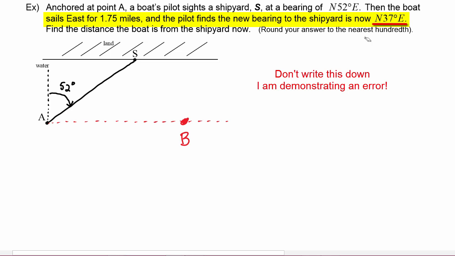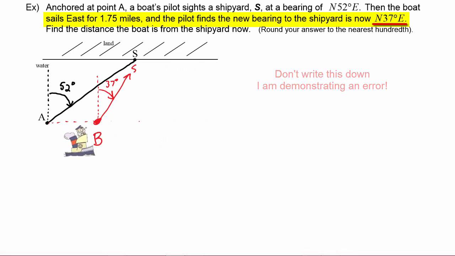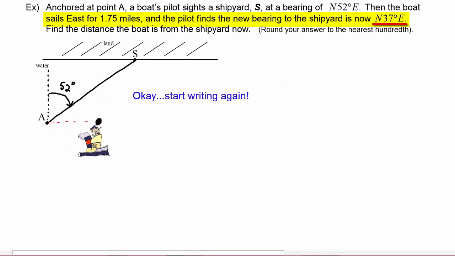Now, when you went to do your bearing of north 37 degrees east, you would put a dotted line to the north. You would turn 37 degrees towards the east, and you would say, well, I should be looking at point S, but point S isn't over here. Point S is over here. So that would have told you that you put your point B in the wrong place. In fact, now envision picking this up and sliding it to the left until it makes sense. So that would mean our point B is going to have to be somewhere along here.